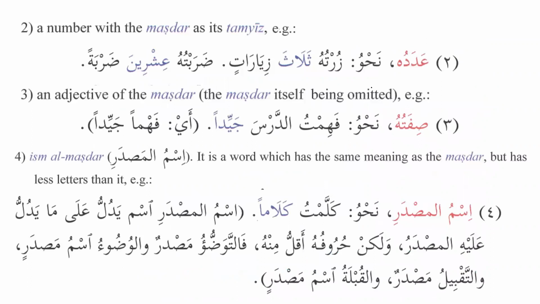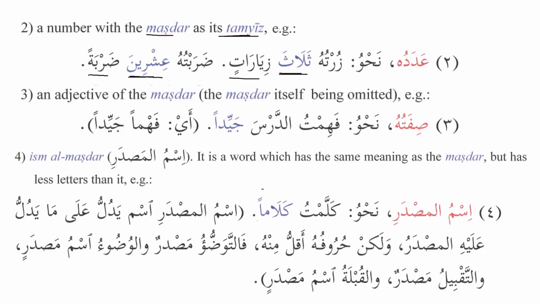Number 2, عدده نحو زرته 3 زيارات and ضربته 20 ضربة. So a number with the masdar as its tamyiz. Basically, the number here is being used as the masdar, and we know that whenever we have a number, after that we have something called tamyiz. Inshallah, we will learn about it in the following lessons, where it is used to clarify any confusion. So thalatha, and after that we say thalatha ziyaratin, 3 visits. Zurtuhu thalatha ziyaratin, I visited him 3 times. And darabtuhu 20 darbatan, I hit him 20 times.